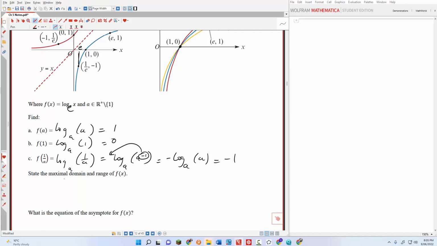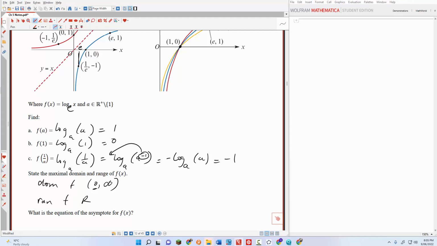All right, so the maximal domain and range. The domain of f is going to be 0 to positive infinity. So they're all the acceptable values, or all the loggable values, I suppose, if you want to call it. And we already know that we can only log numbers greater than 0. And the range of f is going to be all real numbers. It can produce anything. And remember, these are just the reverse of the exponential function.